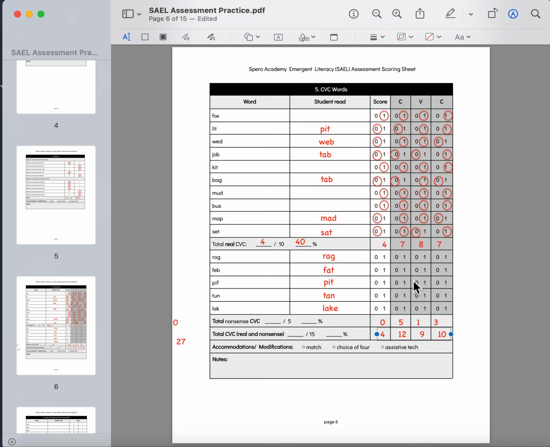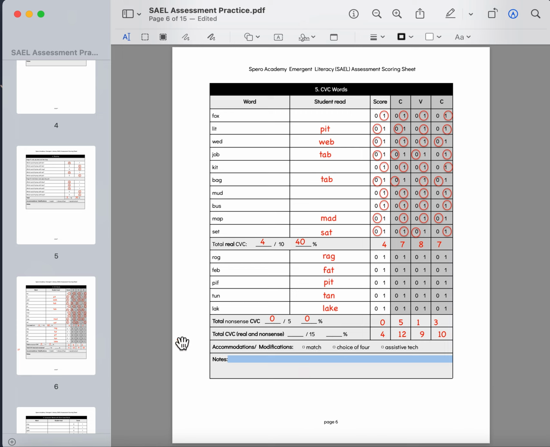I didn't do error analysis here, but when you do yours, you absolutely will do error analysis. I just put the scores in to be kind of quick. And then I put on the bottom the total from both the real words and the nonsense. So 12 out of 15 initial sounds, 9 out of 15 on those medial sounds, and 10 out of 15 on those ending sounds. That's also going to give us some good information about what to work on.